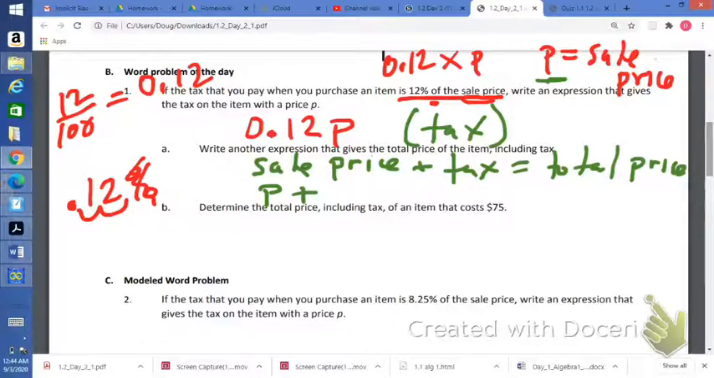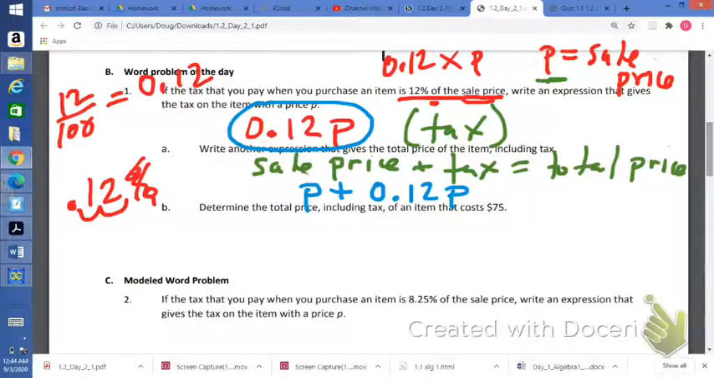Let me do a different color. This is getting a bit confusing. Alright, so the sale price is our variable P, and then our tax. What's our tax? Right here. So it's going to be 0.12 P. So this expression gives us the total price.